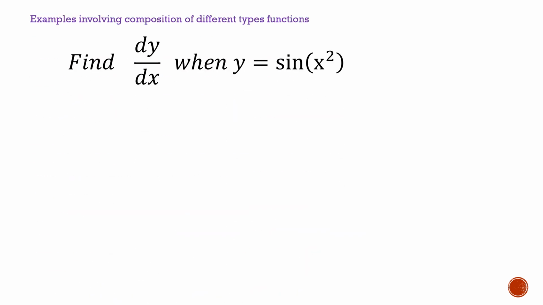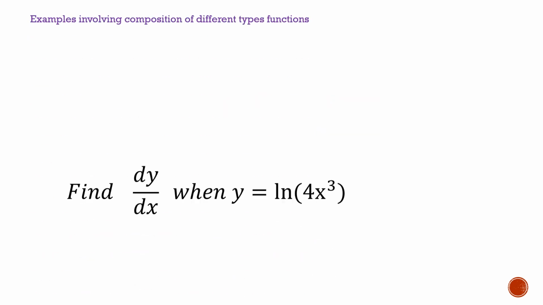Let's take an example where we have got different types of functions. So here we need to find dy over dx when y is equal to sine of x squared. So first let's see how we can approach this question. What is the derivative of sine? The derivative of sine is cos. So I will write cos and write the inside one unchanged, x squared, and then find the derivative of x squared. The derivative of x squared is 2x. So my answer is 2x times cos of x squared. That's the derivative. You are done. Move to the next question.